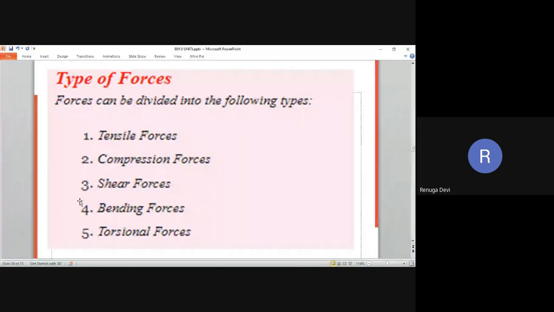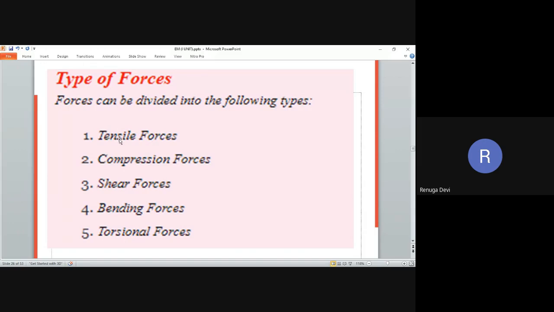So you'll get nearly 5 different types of forces. Always, wherever you go, you can take the forces in any one of these types. That is tensile, compressive, shear, bending, torsion. Tensile means pulling, compressive means pushing. Shear means one part of the body is kept as it is, another part of the body moves.